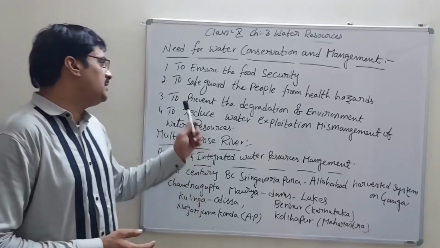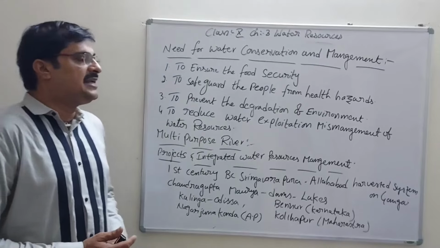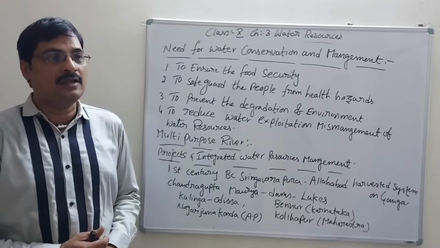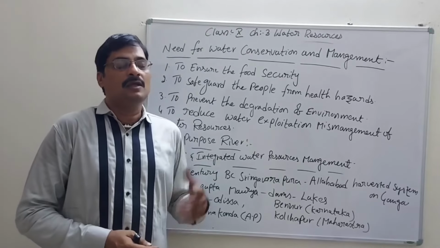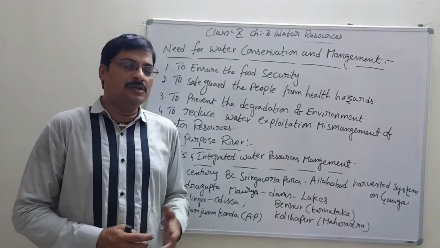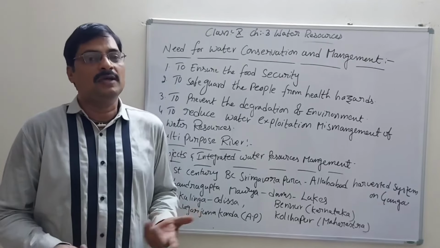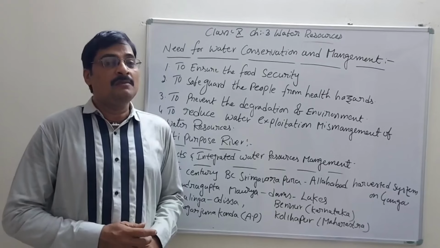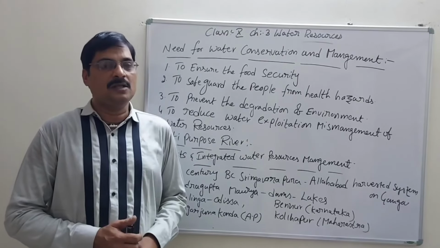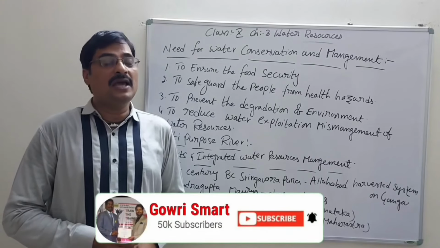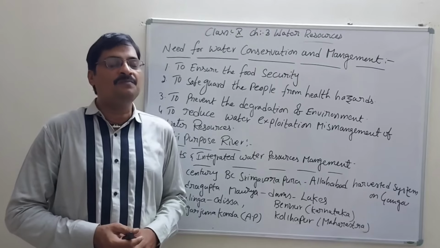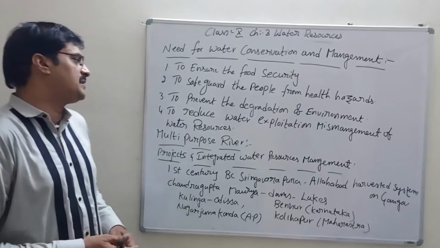Come to the third point, to prevent the degradation of the environment. Nowadays, what is happening? The forest area is being degraded. Why? Because of the population, we have to arrange shelter. But when you give more water, more crops develop. So we need more natural resources. Naturally, the plants grow. We need water compulsorily.